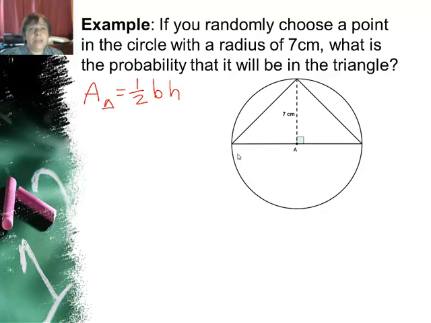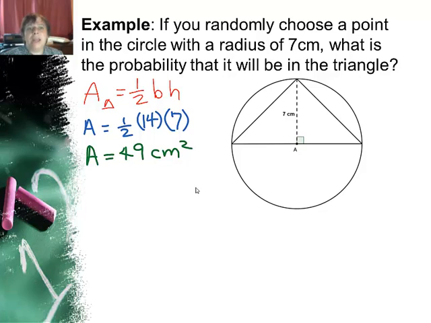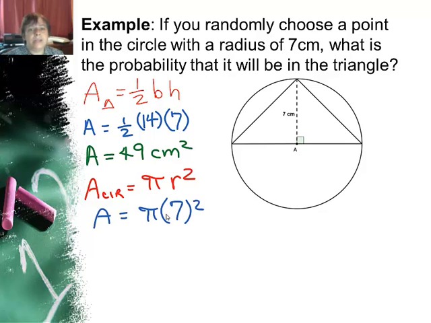Well, I'm going to find the area using our formula chart, 1/2 base times height. The base, since it's 2 radii, will be 14. The height is 7, so I substitute in 1/2 times 14 times 7, and I will get 49 centimeters squared. I also need to find the total area of the circle. So I use pi r squared, and the radius is 7, so it's 49 pi.